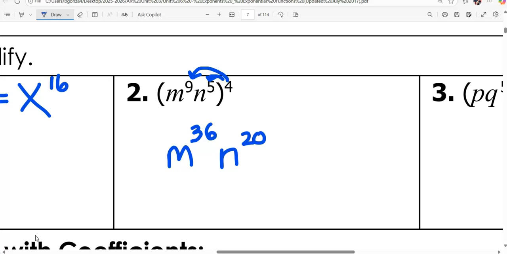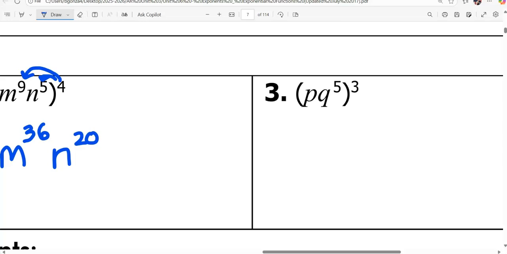All right, number 3. Now, y'all see this P by itself? What invisible power is here? If it's just P, that's P to the power of 1. Yes, you're right. Anything is to the power of 1. So I'm going to pull a 1 here. What do I do if it's power to a power? What do I do with the 1 and the 3? You multiply. 1 times 3 is 3. You're not adding it up to make 4.